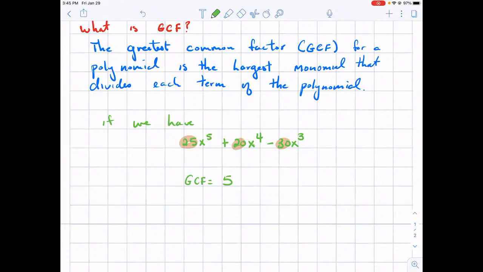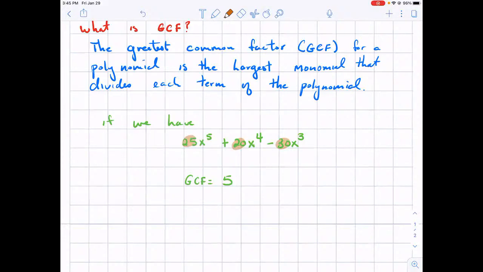It has to go into all the terms of the polynomial. For example, 2 will go into these two terms, or 10, but it will not go into the first term. So 10 cannot be the greatest common factor. When we're looking for the greatest common factor, it has to go into all of the terms. Every single term. So we got it for the numbers, the coefficients.